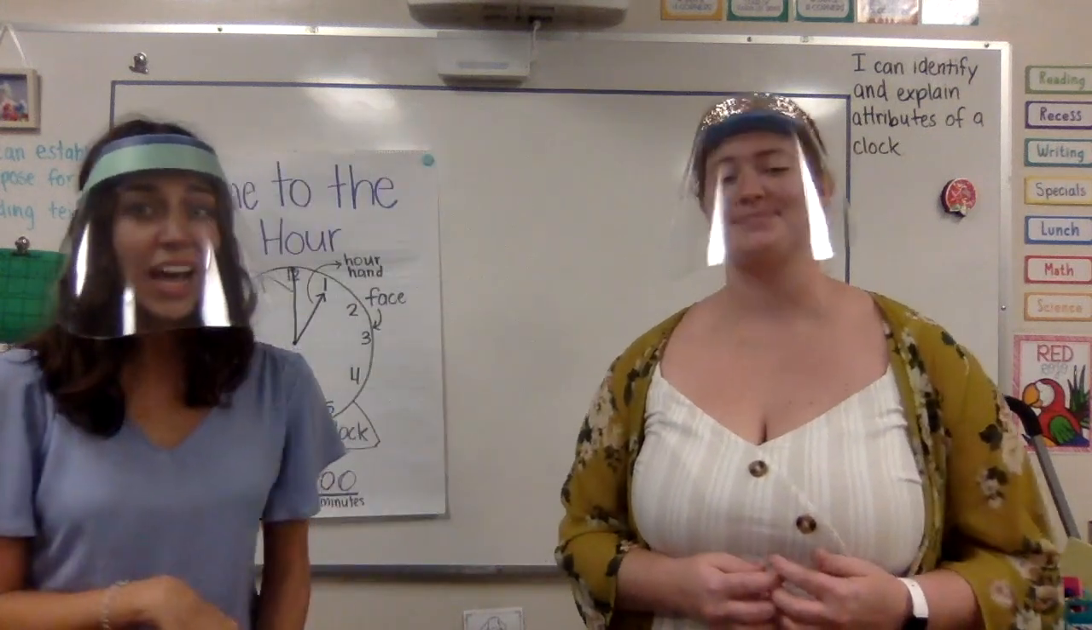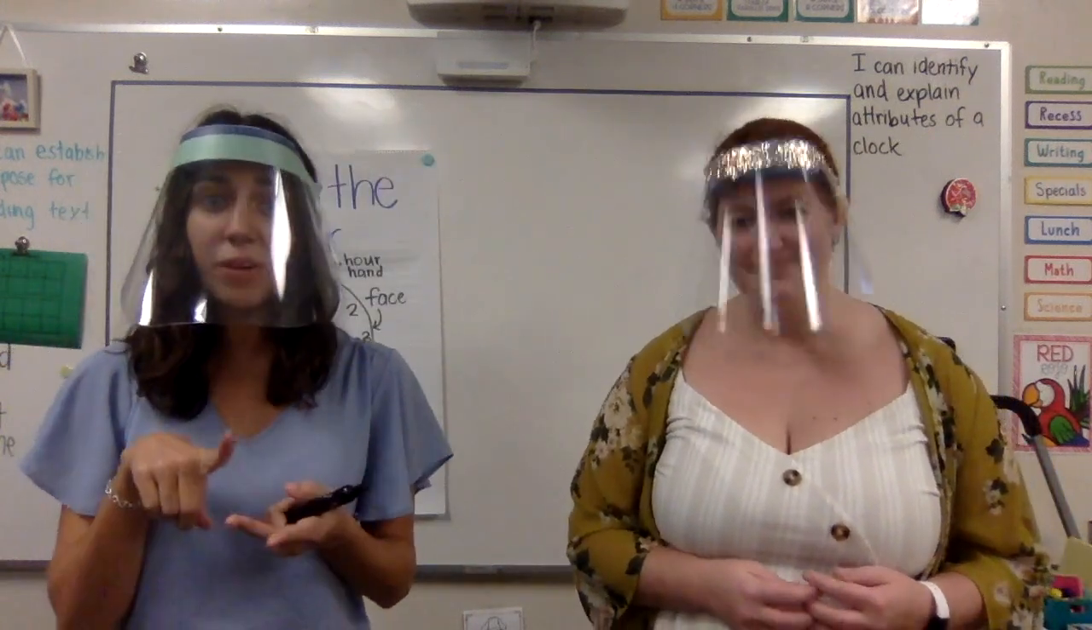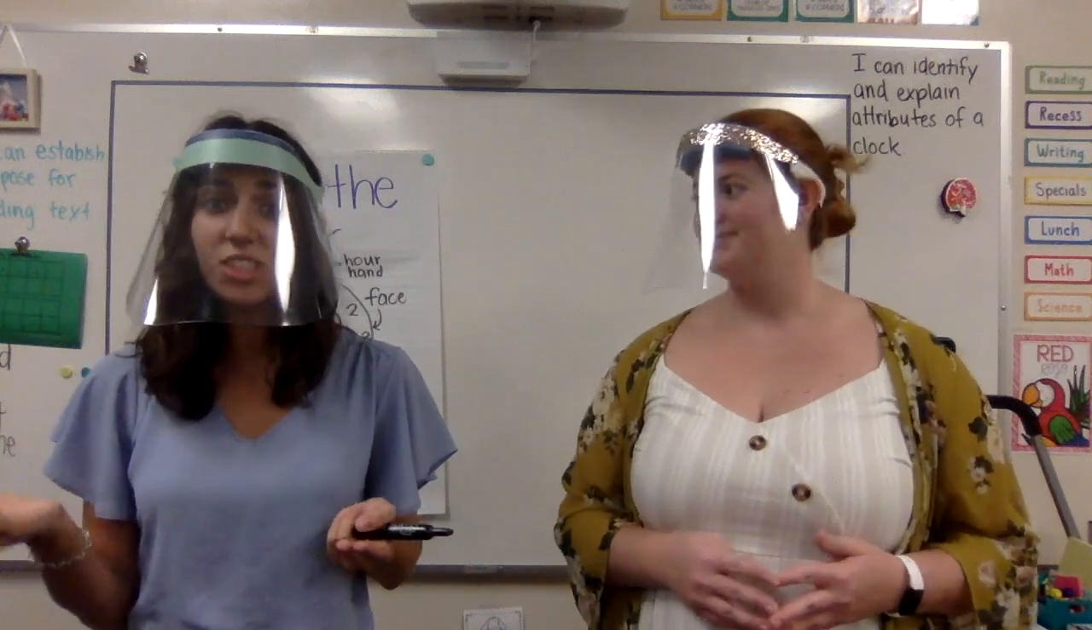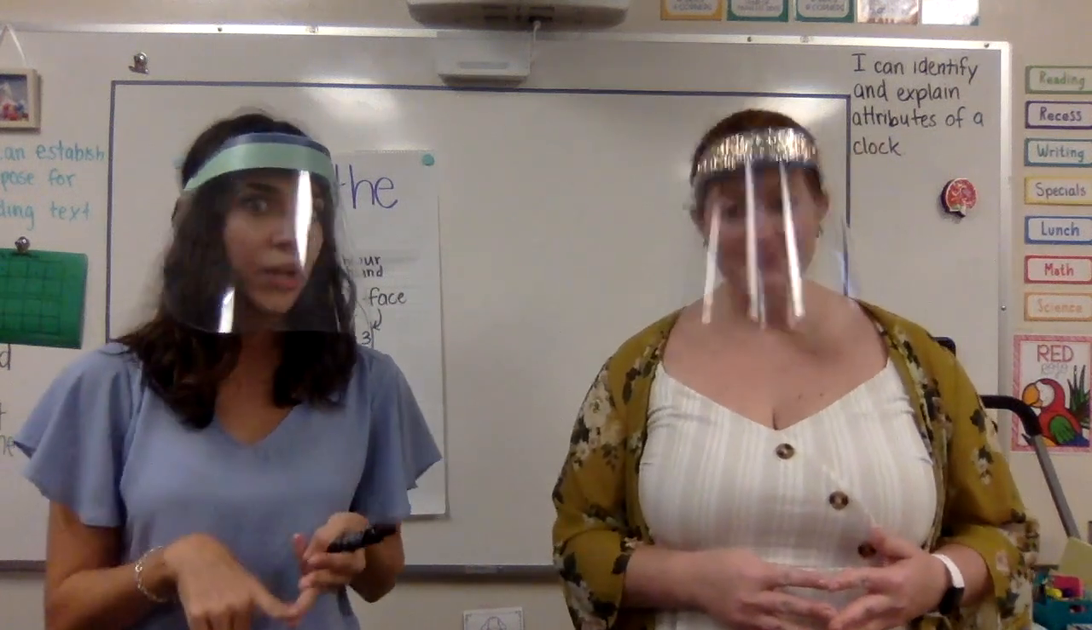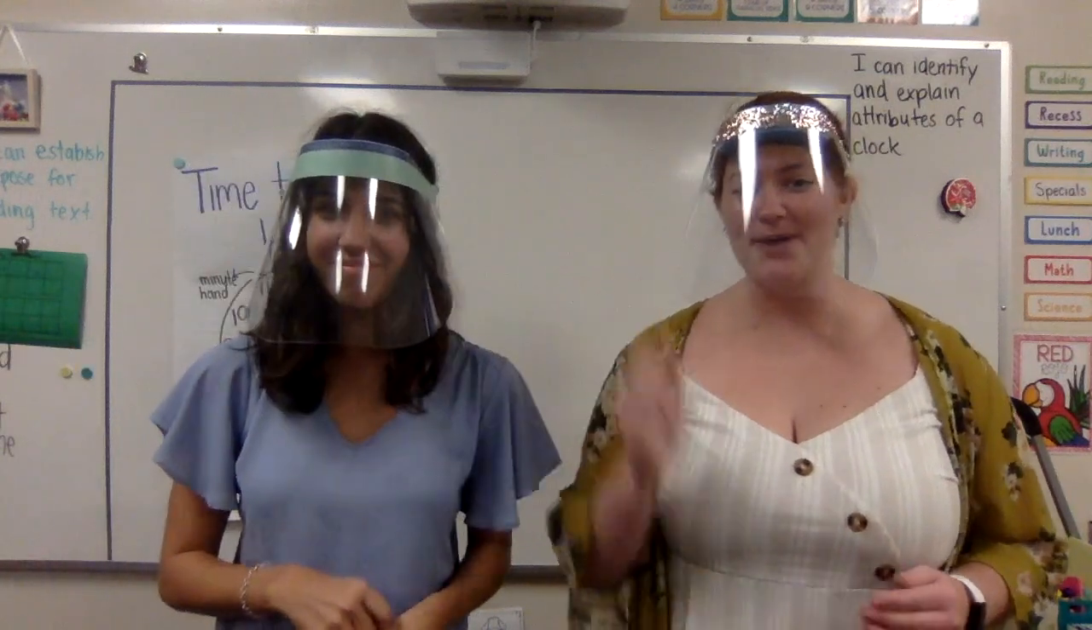Wow. It's your turn. On Seesaw, you have an activity where you're going to have to identify the attributes of a clock. You're going to have to tell where the minute hand is, where the hour hand is, and show the difference between an analog and a digital clock. Make sure you push the green check mark when you're done.